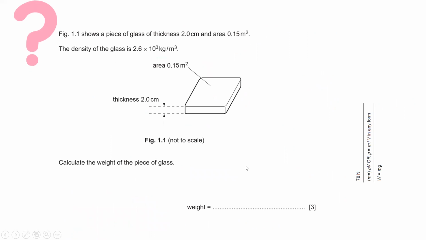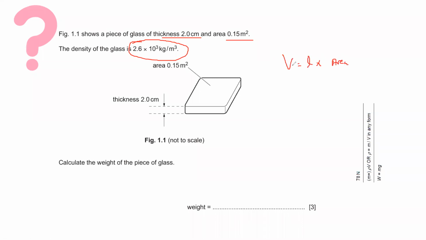Okay, in this question, we have to calculate the weight of a piece of glass. So how do we calculate the weight? The density of the glass piece is 2.6 into 10 to the power 3. Area is given and the thickness is given in centimeter. If area is given in meter, this should also be in meter, because how can we find a volume? Volume is length multiplied by area. So length is given in centimeter, we have to convert it into meter.